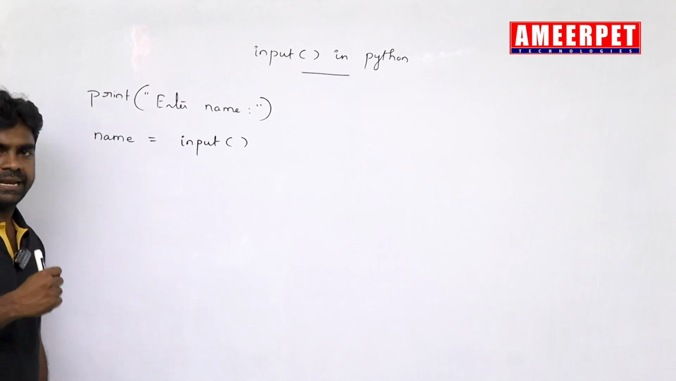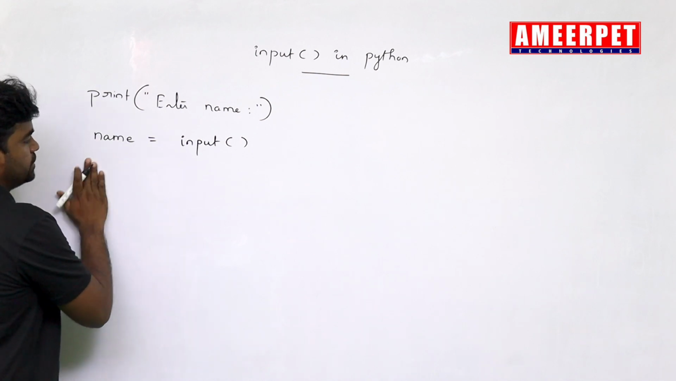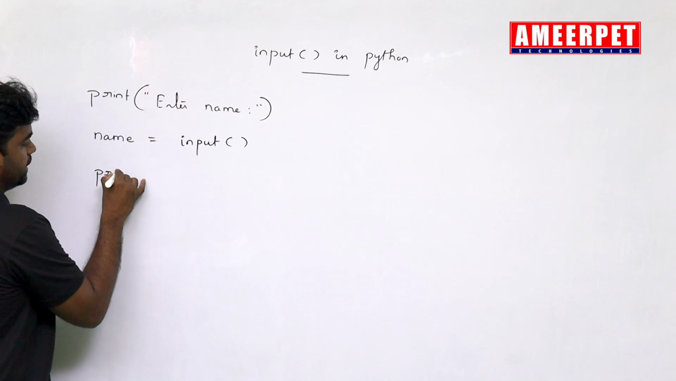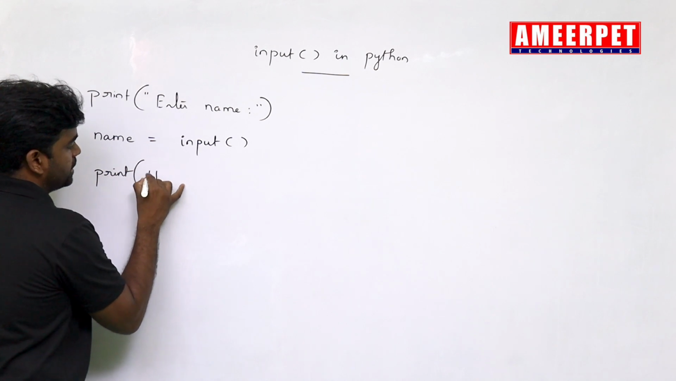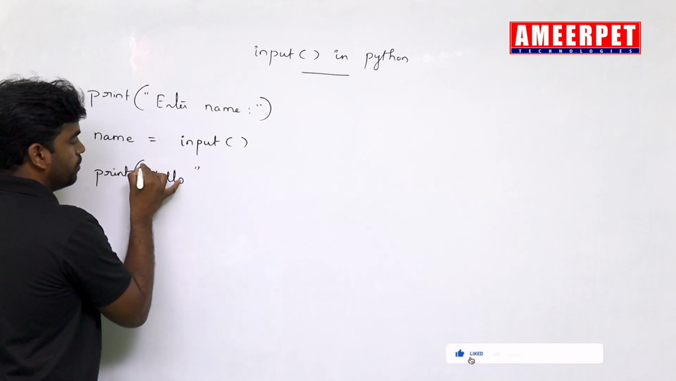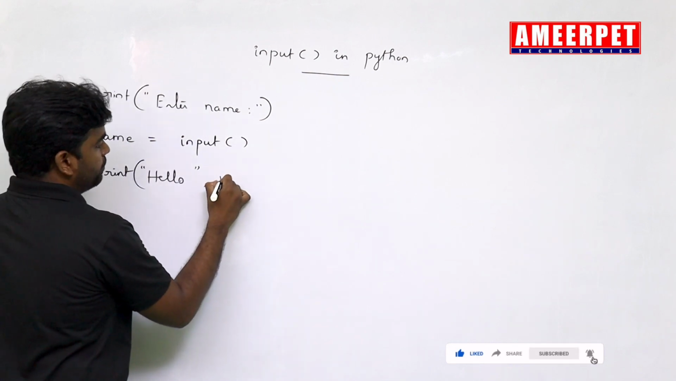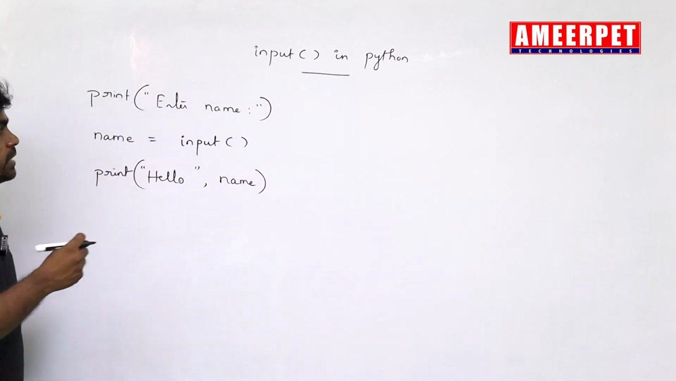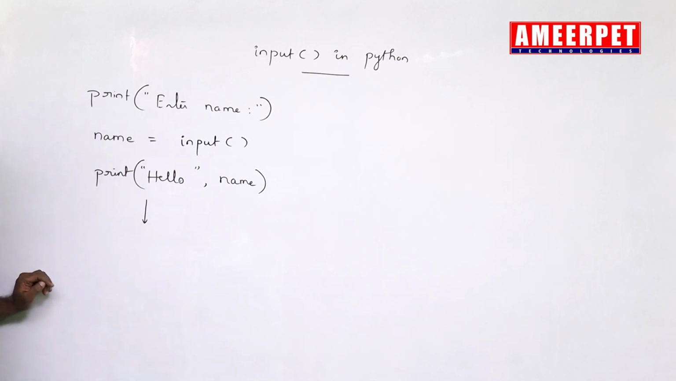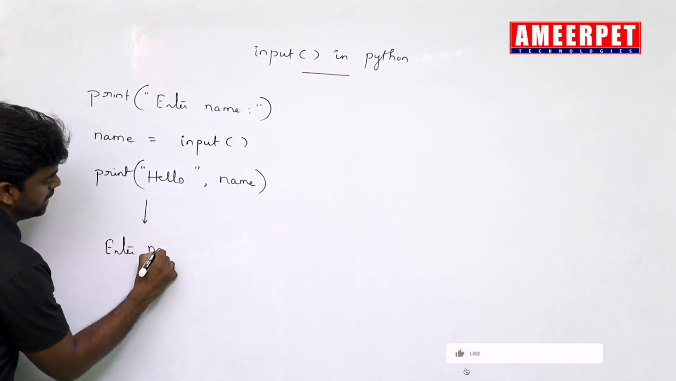Now I want to display the name with a message called hello. I'm just printing, print here with the message hello, comma, this name we specify here, nothing but whatever value they input. So what will be the output here? Simple. In the output it will ask enter name.